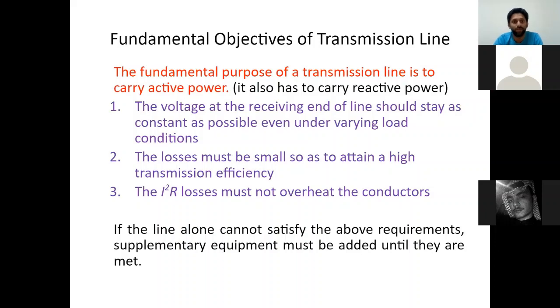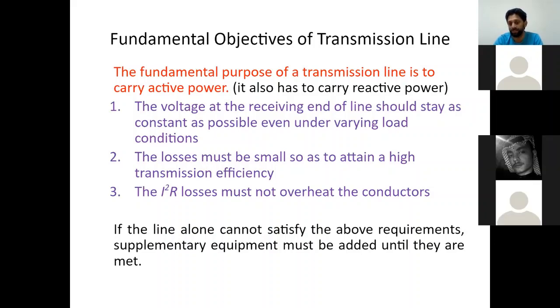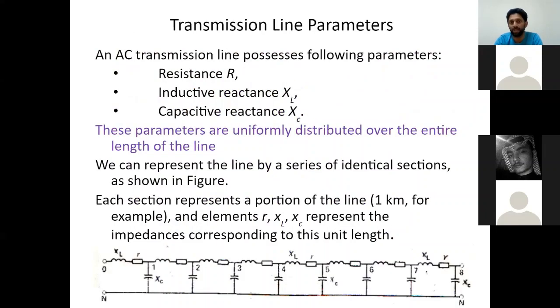And the same case for I square R losses. I square R losses are related to current. So if current is higher, I square R losses will be too much. And this loss will be in the form of heat. If this heat overheats the conductors, resistance will again increase, and losses will again increase. So the losses must be such that they do not overheat the conductors. So these are the three points you have to consider when you design a transmission line.